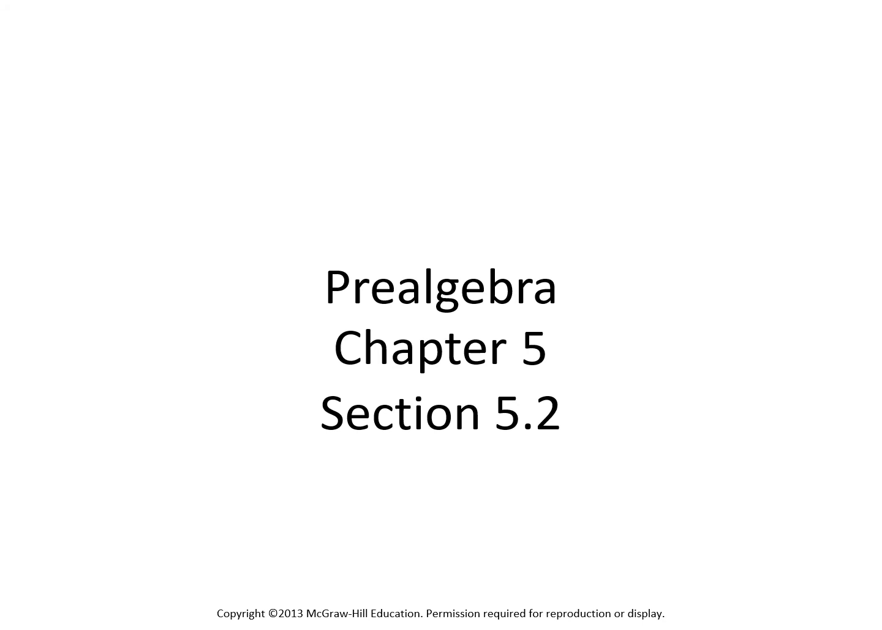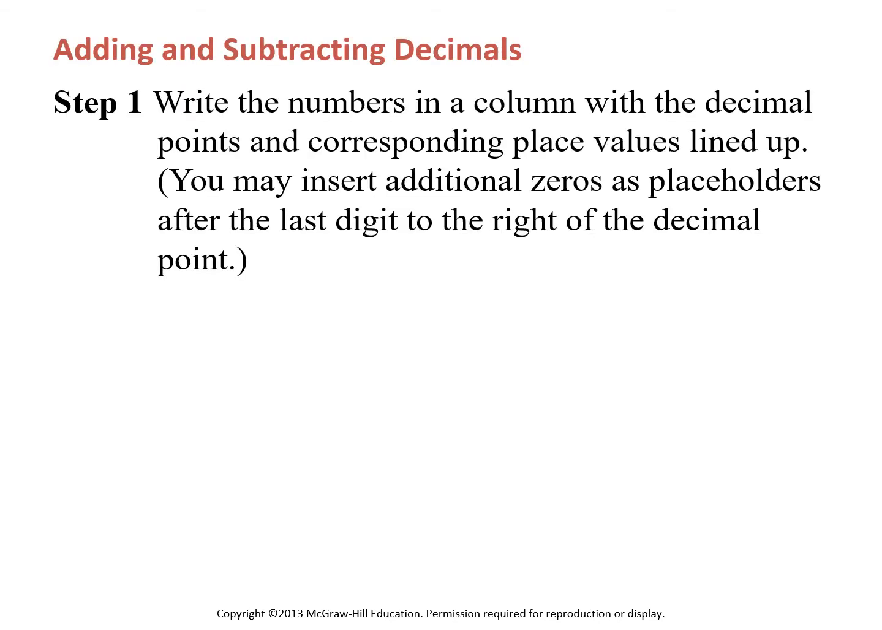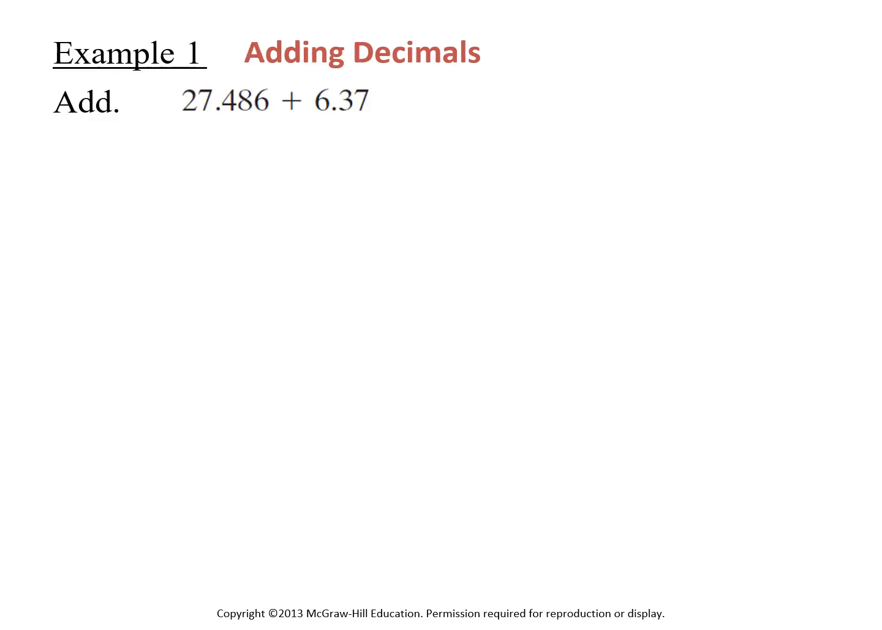This is section 5.2. We're looking at addition and subtraction of decimals. When we add and subtract decimals, we're going to write the numbers in a column and line up the decimal points, and we can insert additional zeros as placeholders to the right of the last digit of the decimal number. We'll add the digits in the column from right to left, and we will line up the decimal point.